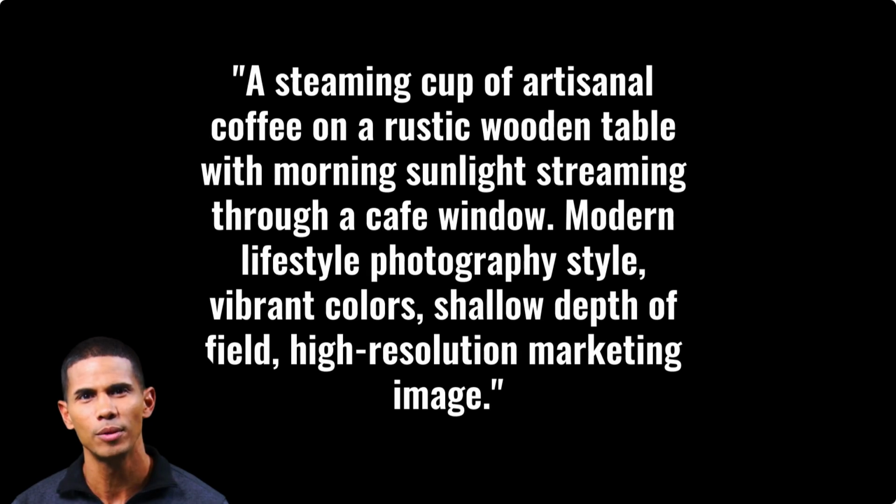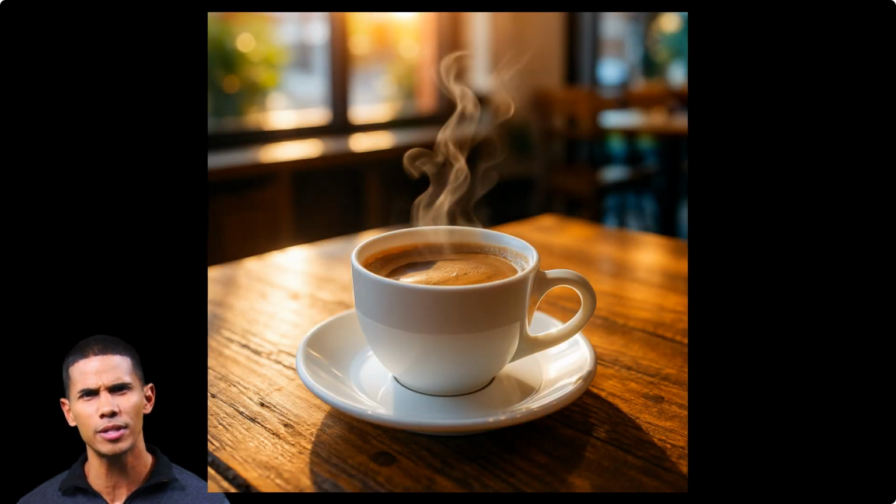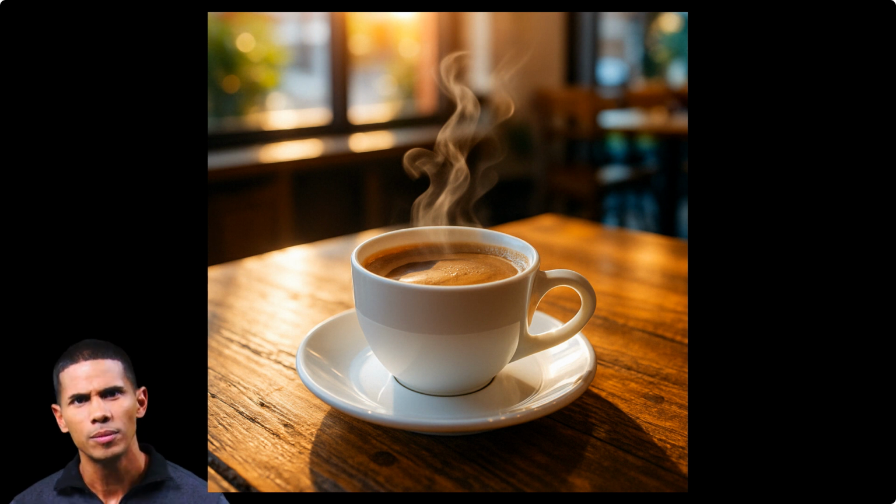Let's say we run a coffee shop and need social media images. Here's how we'd apply our formula. Notice how I specified. The subject is a cup of coffee. The context is a rustic table cafe setting with a morning light. The style is a modern lifestyle photography that is vibrant. And the technical is a shallow depth of field and high resolution. Looks quite cool, right?